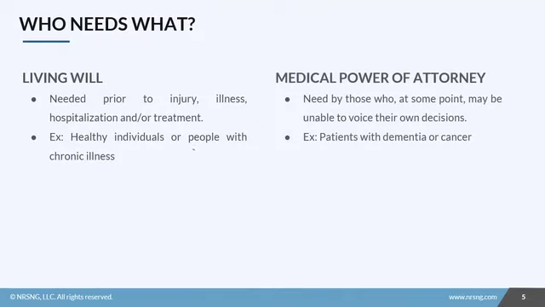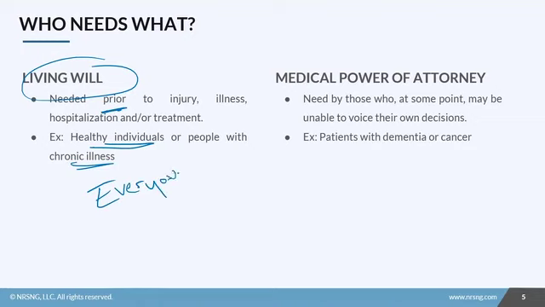So who needs a living will and who needs a medical power of attorney? Well, in short, a patient needs a living will prior to the injury or illness or hospitalization or treatment. They can be healthy individuals or people with chronic illness. People with COPD, for example, may know they don't want to be ventilated at some point, and they can put that in their living will. Basically, everybody needs it. If you're a healthy individual, we don't know what tomorrow holds. So we're always advocating for our patients to get a living will, so that even the young couple that was in the car accident from earlier, their family would know what would happen.